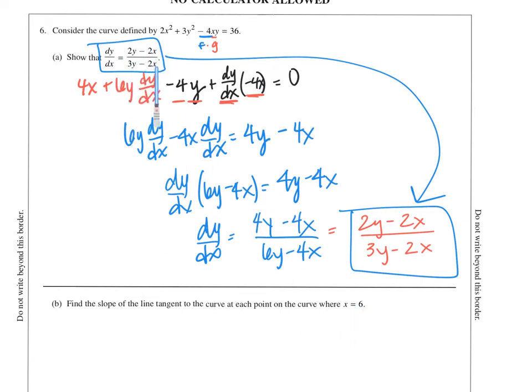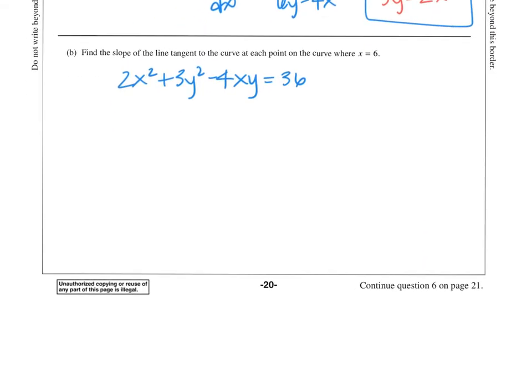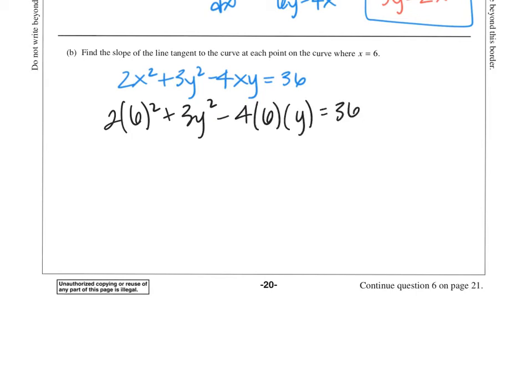But notice that we're going to plug our x in here, and we need to plug a y in here, and we don't know what that is. So to find the y, we're going to plug 6 into my function and solve for y, to then be able to plug into my derivative, or my slope. My function is 2x squared plus 3y squared minus 4xy equals 36. I'm going to plug in x is 6, so I would have 2 times 6 squared plus 3y squared minus 4 times 6 times y equals 36.